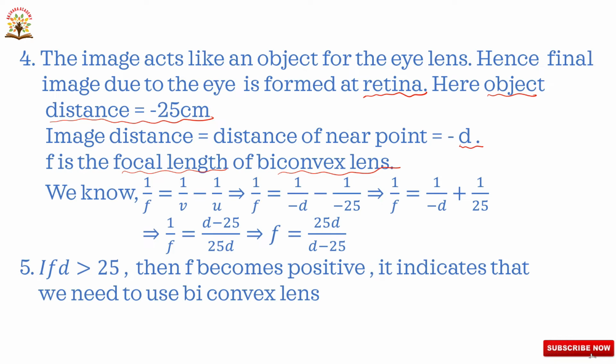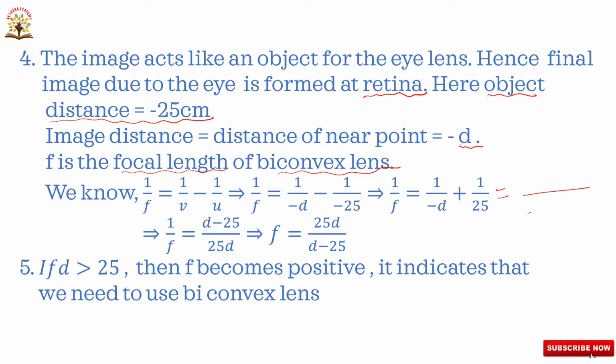From the lens law, 1 by f is equal to 1 by v minus 1 by u. By using the lens formula, we write the expression for focal length, that is 1 by f is equal to 1 by v minus 1 by u. Substituting the u and v values, we get v as minus d and u as minus 25. Here minus minus becomes plus 25. So here, 1 by f is equal to 1 by minus d plus 1 by 25.